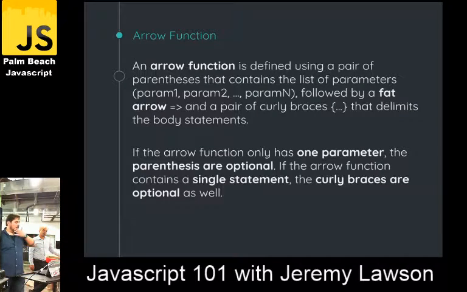All right, an arrow function is defined by using a pair of parentheses that contain a list of parameters. So we have param1, param2, dot, dot, dot, param n. Any guesses what I'm trying to convey here? Like, what do I mean by param1, param2, dot, dot, dot, param n? Number of parameters. Those are the parameters. Exactly. So when defining a function, I can define any number of parameters. So this param n, they just comma separate them, right?